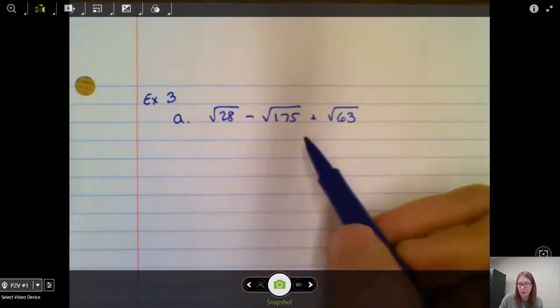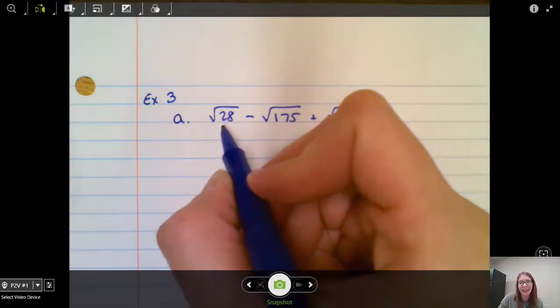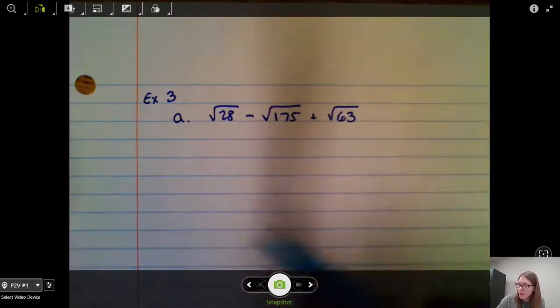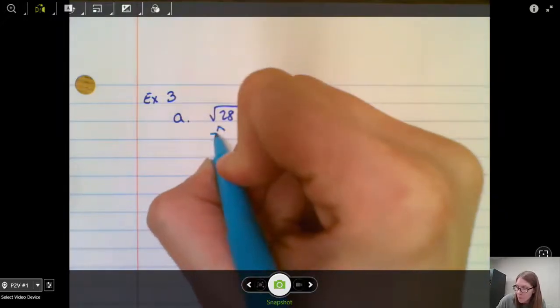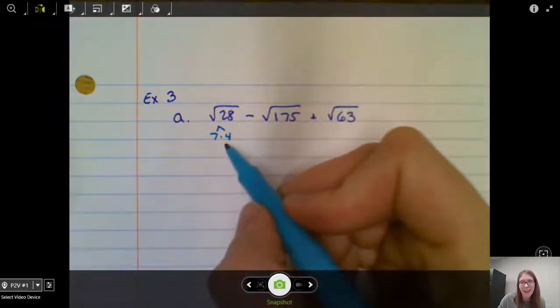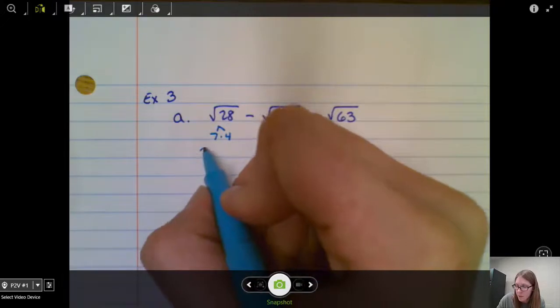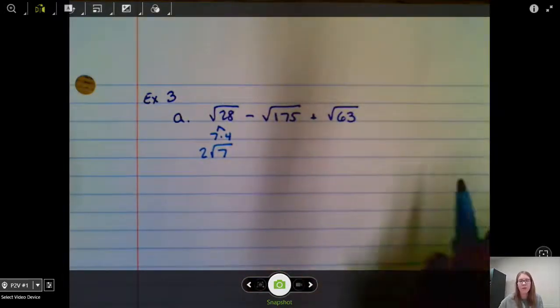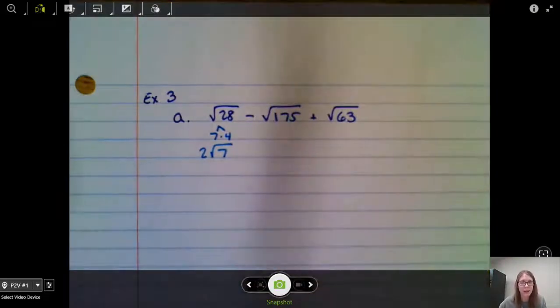But I do notice something, that the square root of 28, I know I can simplify because 28 is 7 times 4. And I can square root the 4 to get 2 square root of 7. Now, maybe I can do that same process for these other radicals, and then maybe I will actually be able to add or subtract. Let's try.